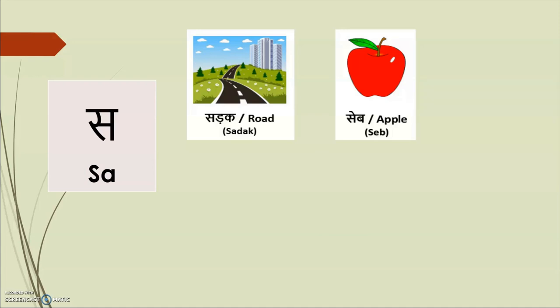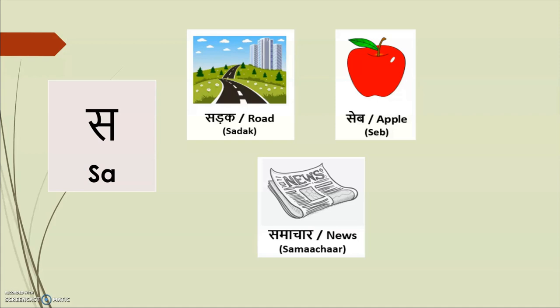In the next picture, we can see an apple. Apple in Hindi is called Seb. It is called Seb. So what is apple called in Hindi? It is called Seb. In the third picture, we can see news. News in Hindi is called Samachar. It is called Samachar. So let's repeat. News in Hindi is called Samachar.